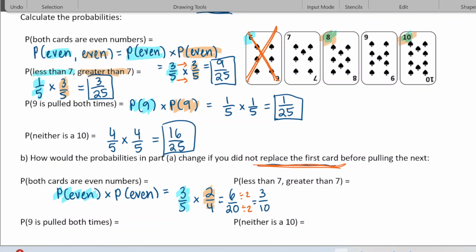So see how the numbers changed? Because it's now out of 4 because you didn't replace the first card. So I would maybe pause the video here, see if you can do the other ones. And then I'll go over the answers now.